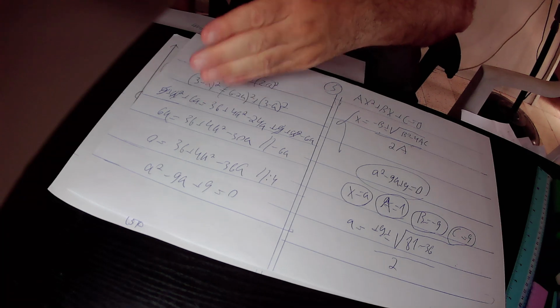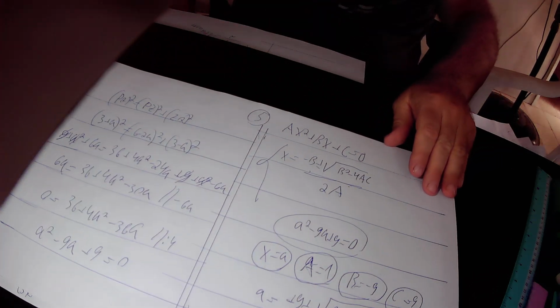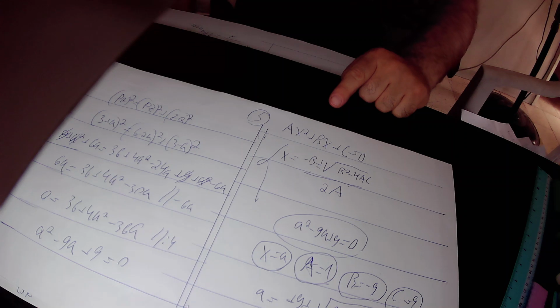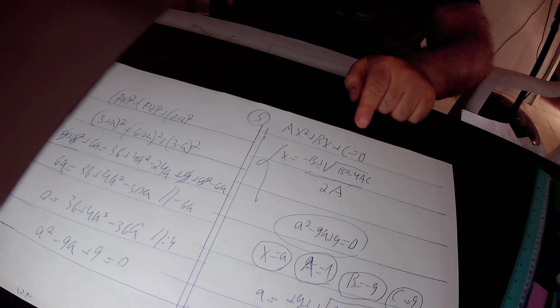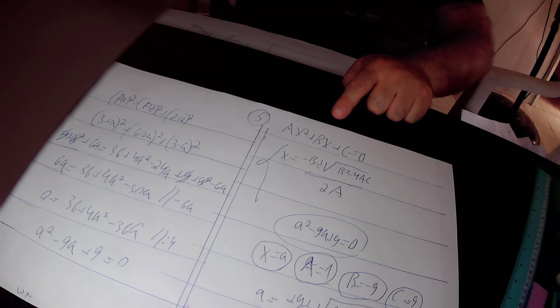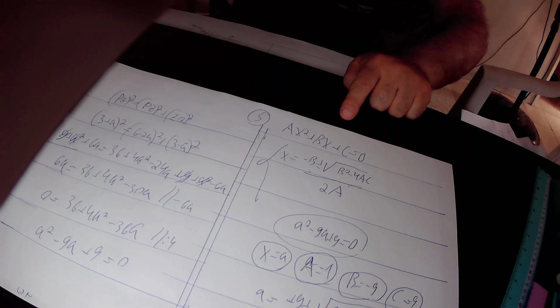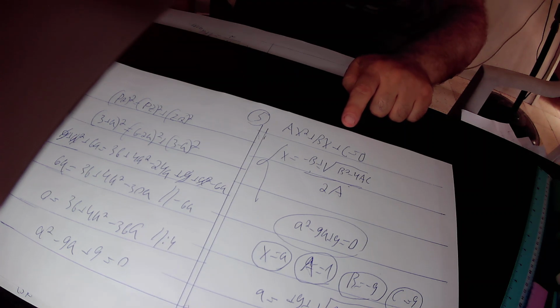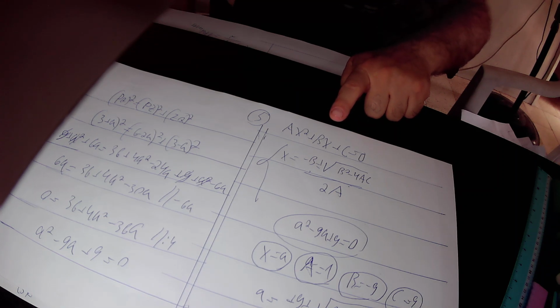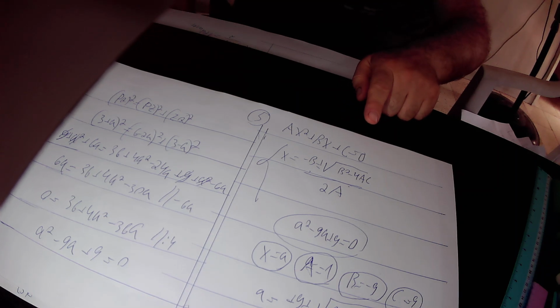This is a quadratic equation, and the general form of a quadratic equation is ax squared plus bx plus c equals 0. In this general form, a, b, and c are the coefficients of the quadratic equation, and x is the variable that we are looking for. We find the value of x according to the general formula: x equals minus b plus or minus the square root of b squared minus 4ac, over 2a.